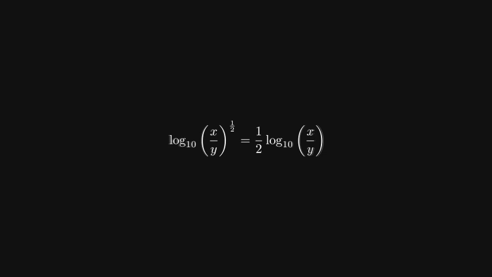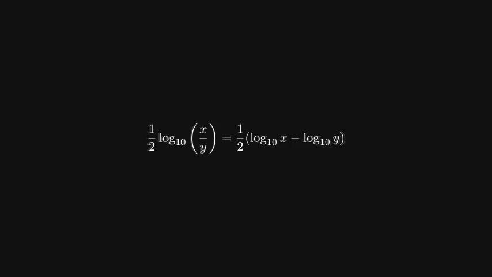Now, apply the power law. The 1/2 becomes a coefficient in front of the logarithm. Next is the quotient law. The logarithm of a over b becomes the logarithm of a minus the logarithm of b. Now, apply the quotient law to the expression inside the logarithm.